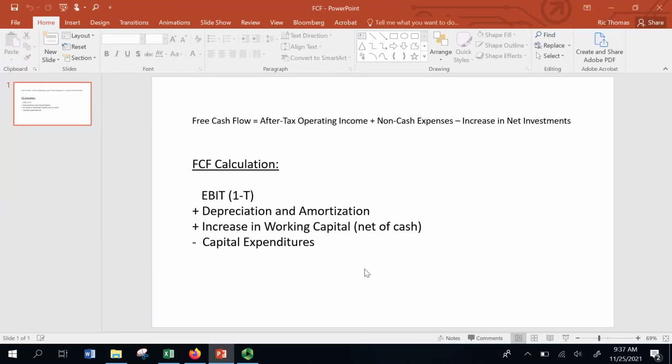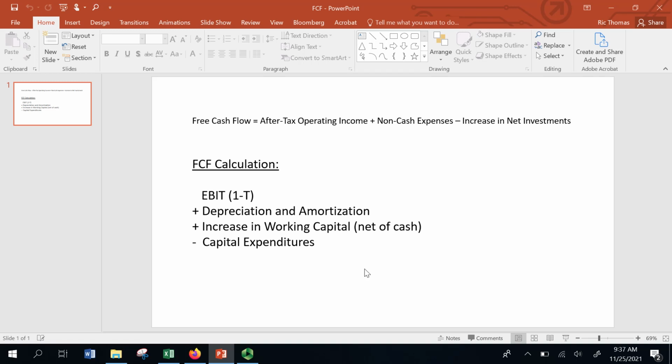Welcome to part three of my four-part series on doing a discounted cash flow analysis for a company. And this video is going to focus on forecasting cash flow. Clearly that's important because that's what we're going to discount back to get a valuation for a company. And what we're really going to discount back is the concept called free cash flow.